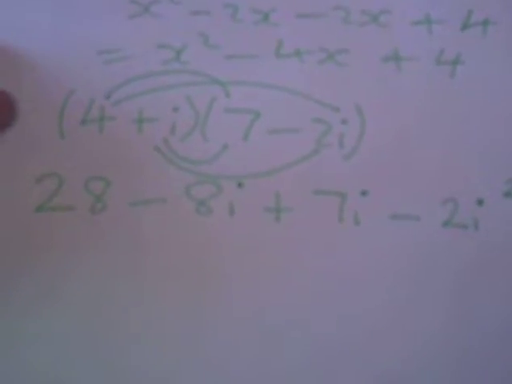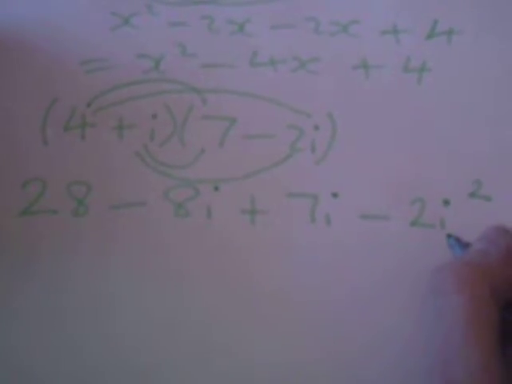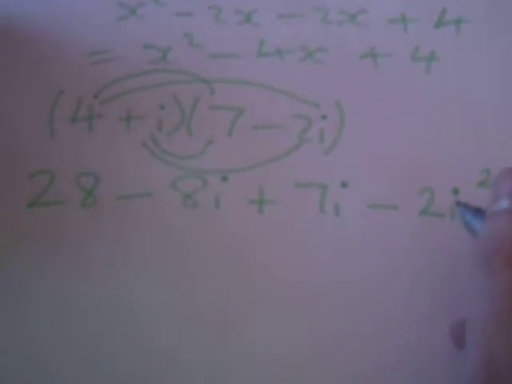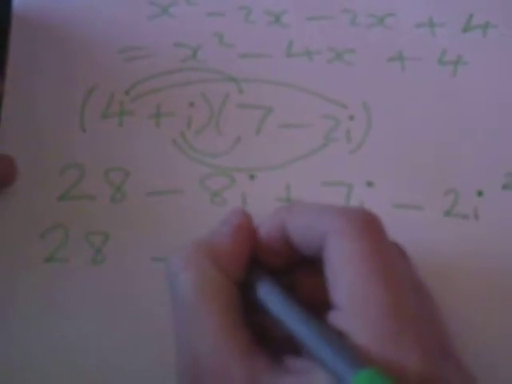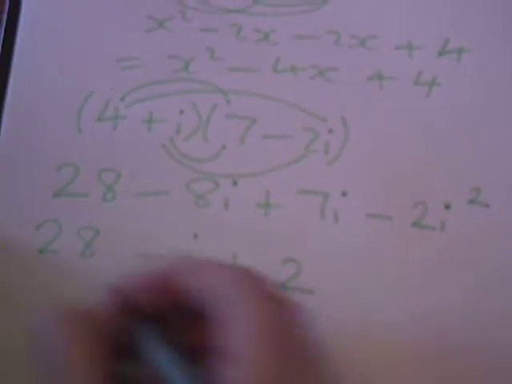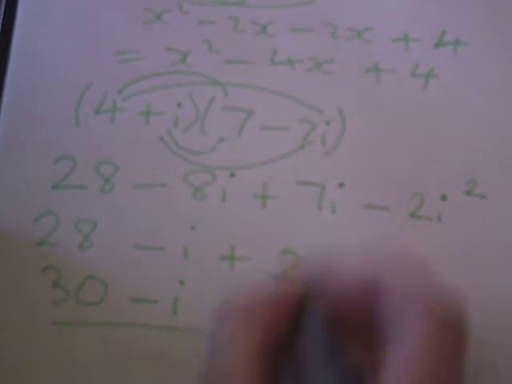Hang on a minute, we can simplify this down. We learned that i squared was equal to minus 1 in the first part. So we could say that that is the same as 28 minus i, gathering the minus 8i and add 7i terms together. But minus 2 times minus 1, which is what i squared is equal to, will give us plus 2. Okay? So then you're just going to add 2 onto the 28, so you get 30 minus i. And that is basically that multiplied out. Okay.